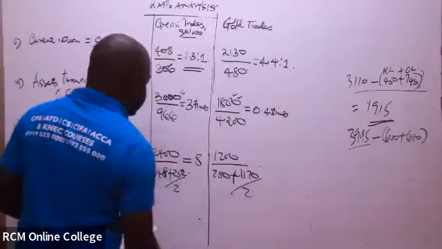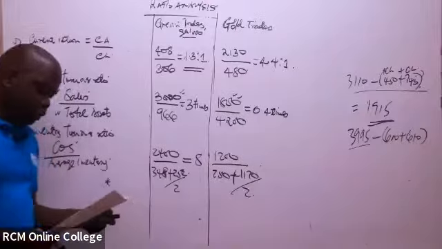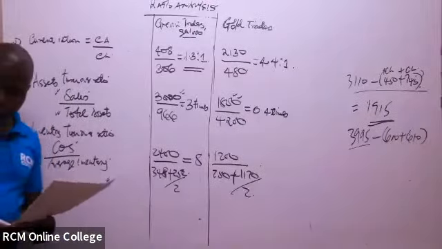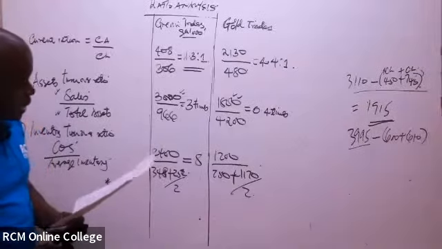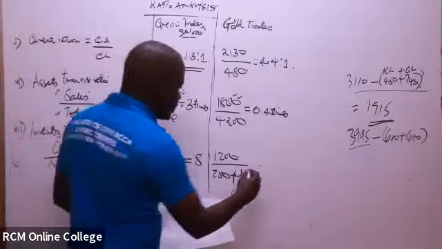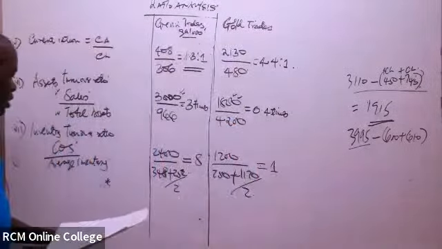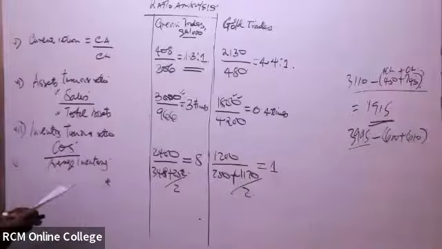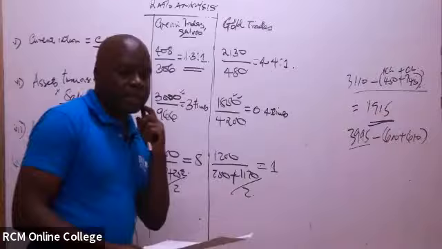What about here? 1,200 over 750 plus 1,170 over 2. You're getting 1. So in Green Traders, they are turning the inventory more.